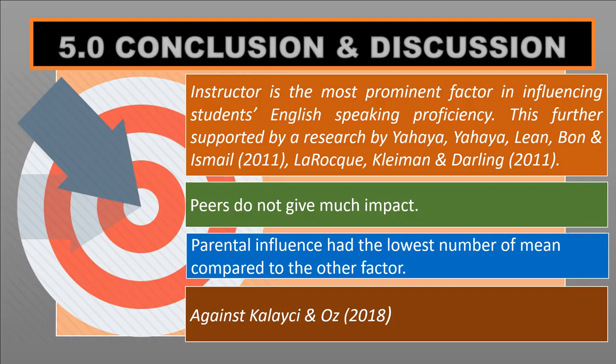According to the analysis, parental influence had the lowest mean score compared to the other factors. It shows that parents are the most obscure factor in influencing students' speaking proficiency. Even though other researchers pointed out that parental involvement will impact students' language learning proficiency, in this study, it does not make parents the main factor.